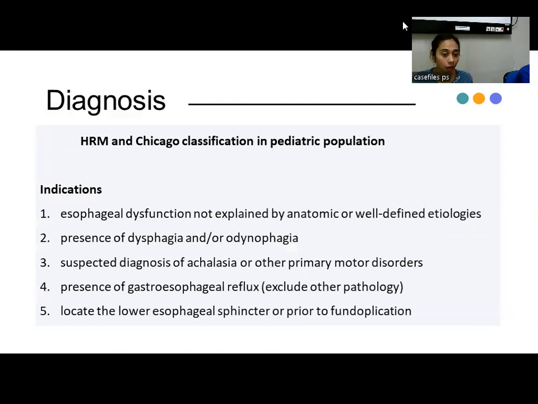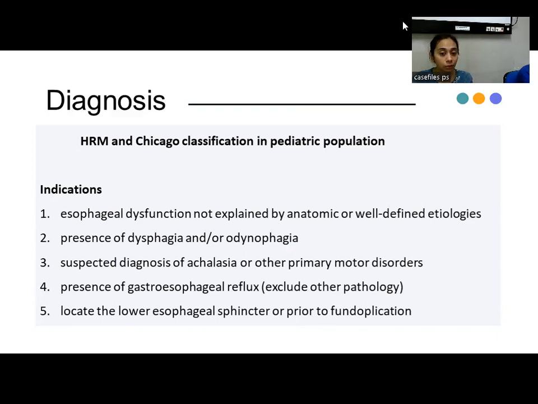Considering the HRM and Chicago classification in pediatric population, the indications are esophageal dysfunction when it is not explained by anatomic or well-defined etiologies, presence of dysphagia or odynophagia, suspected diagnosis of achalasia or other primary motor disorders, presence of GER after the other pathologies are excluded, to locate the lower esophageal sphincter, or prior to fundoplication.